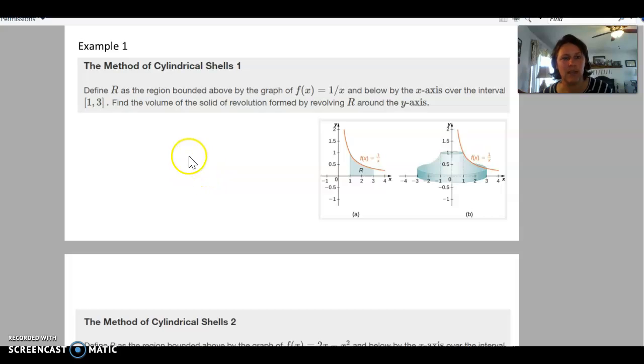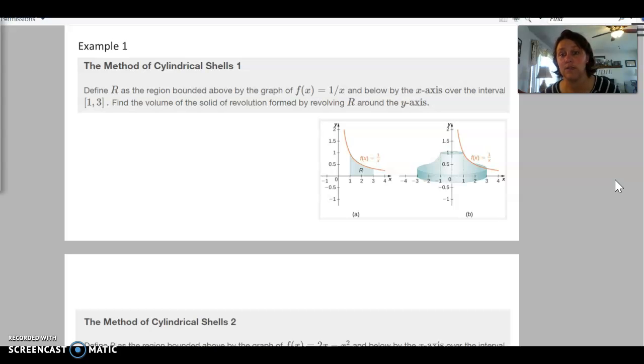So what we have here is our first example, and we are going to be looking at the equation. Define R as the region bounded above by the graph of f of x equals 1 over x, and below by the x-axis over the interval from 1 to 3.